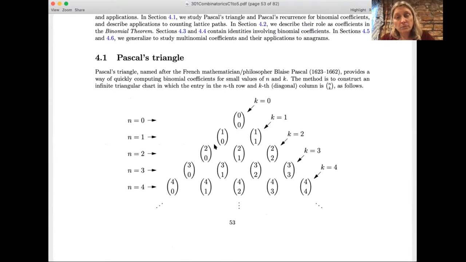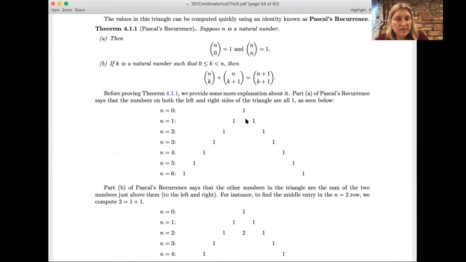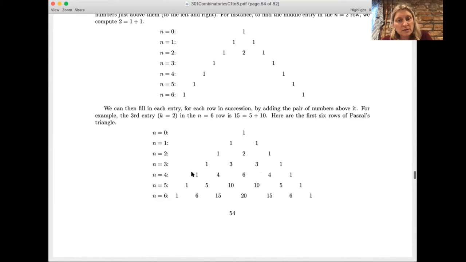And the idea is that we're going to make a triangle where in the nth row and the kth diagonal, we put the binomial coefficient n choose k. And since n choose 0 is always 1, and n choose n is always 1, this means that the left-hand side and the right-hand side of this triangle are all 1s. But in the middle, we see the other binomial coefficients. For example, when n is 4, we have 4 choose 0 is 1, 4 choose 1 is 4, 4 choose 2 is 6, 4 choose 3 is 4, and 4 choose 4 is 1.